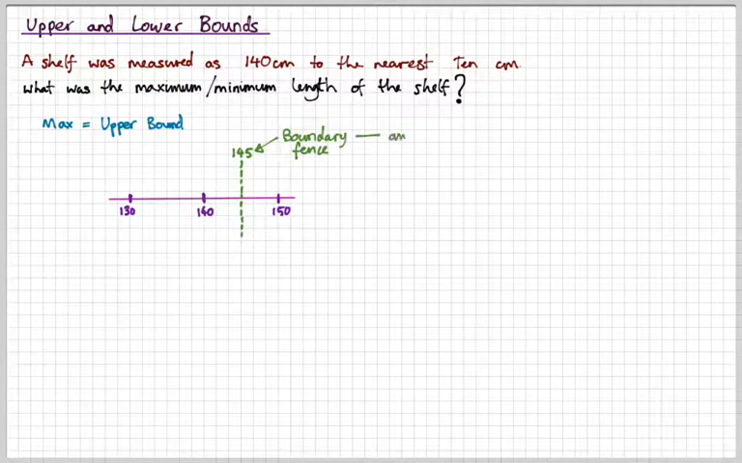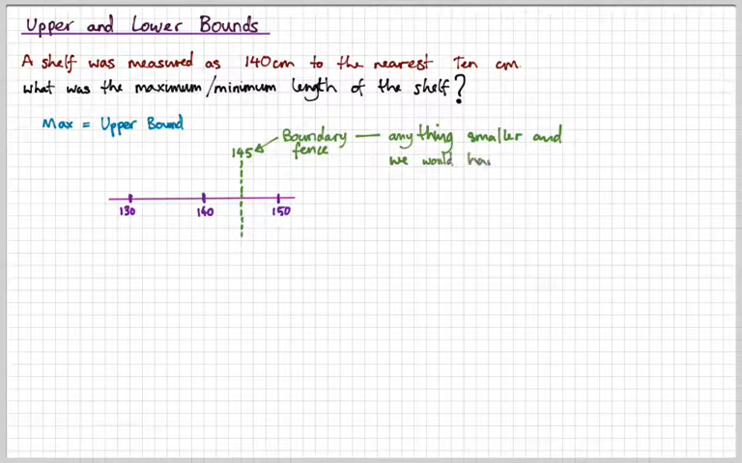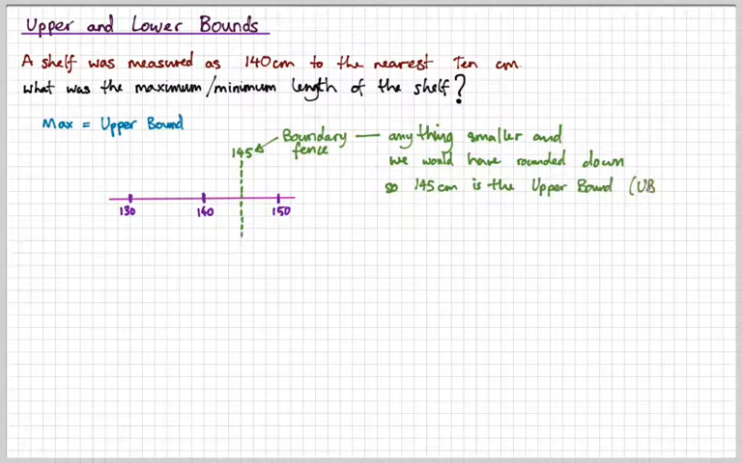So we call this the boundary or the fence. Okay, I'll just summarise that. Anything smaller than 145, and we would have rounded it down. Okay. So 145 centimetres is the upper bound. And the upper bound is the maximum. Great. If we look at the minimum, hopefully the minimum will make sense in the same way.